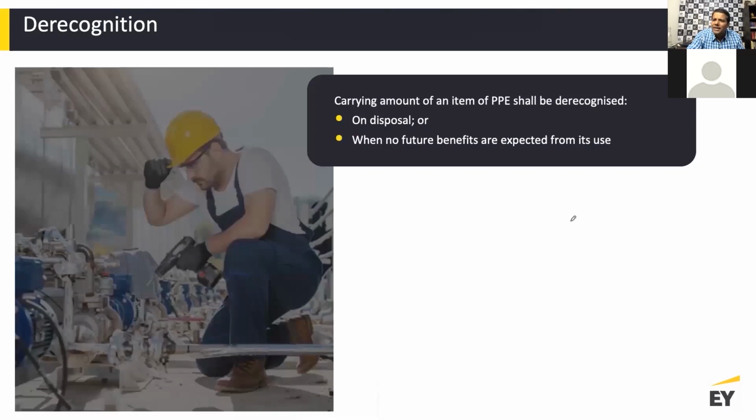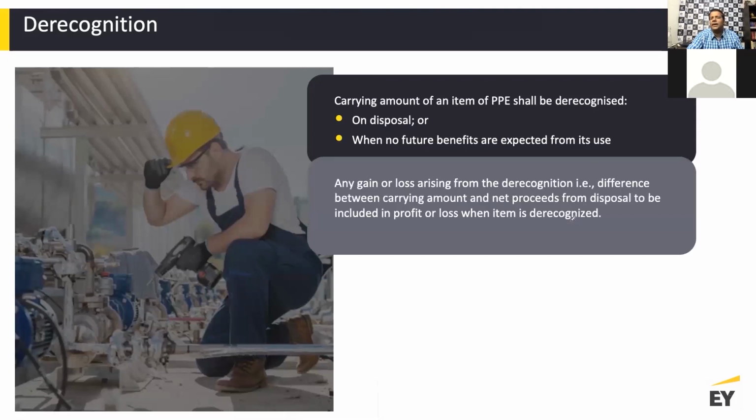Now I'm going to talk to you about derecognition of property, plant, and equipment. So when do you derecognize? The carrying amount of an item of property, plant, and equipment shall be derecognized when you have disposed of it, or when no future benefits are expected from its use. So when you have disposed of it, derecognize it. Or when no future benefits are expected from its use, you've got to derecognize it. That means if you have to discard it, if it is of no use, you've got to derecognize it.